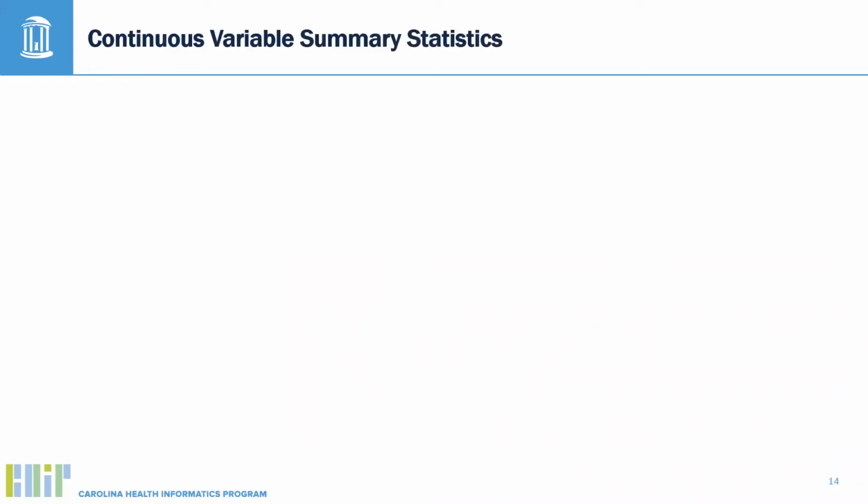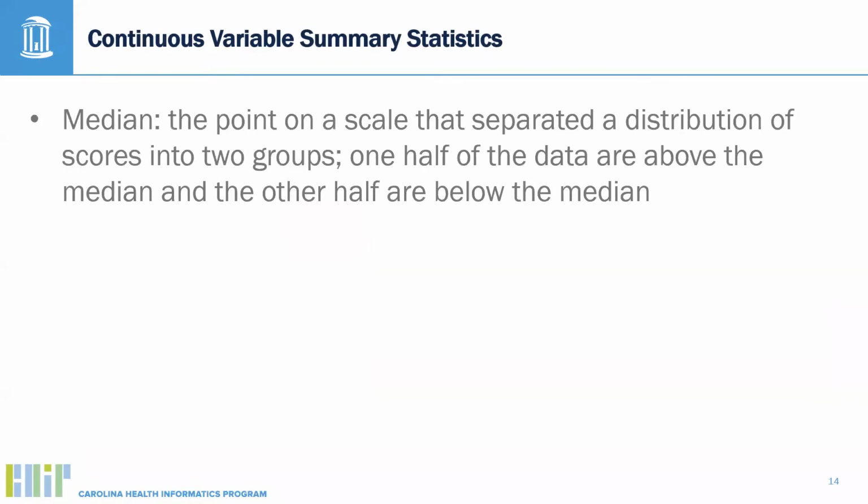Now, for continuous variables, there are two main summary statistics we'll be covering, median and mean. The median is the point on a scale that would separate a distribution or list of values or scores into two groups, with one half of the values being greater than the median and one half being below. What this means is that the median is essentially taking all the values of a variable and arranging them in a number line in ascending order of their value. The median is then the middle number or value that would separate this group perfectly in half, with half of the values being greater than the median and half of the values being less than the median.